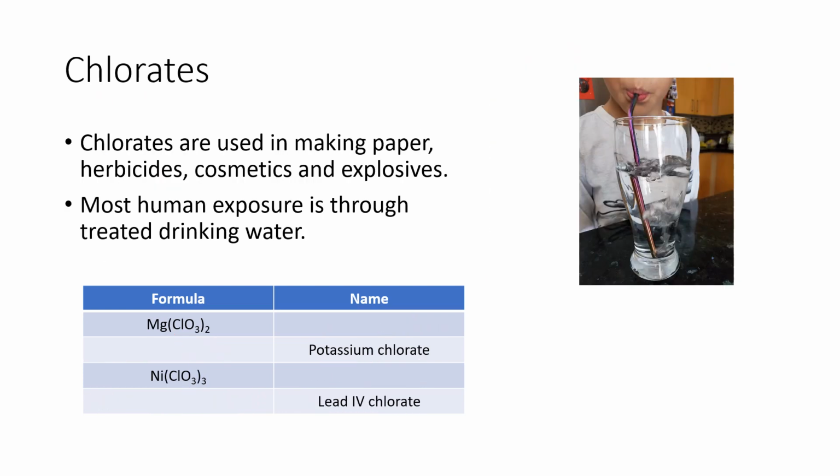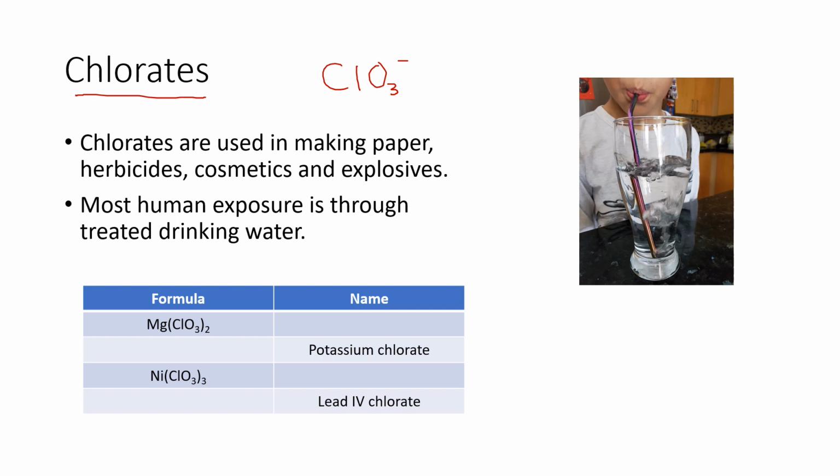Our next group are the chlorates. Chlorates are with chlorine and oxygen with 3 of them. You'll notice that most of these polyatomic ions we're going to look at today are bonded with oxygen. There's an exception coming up.